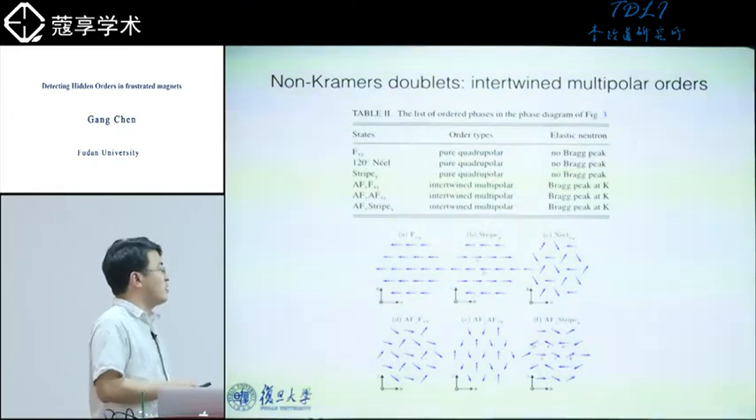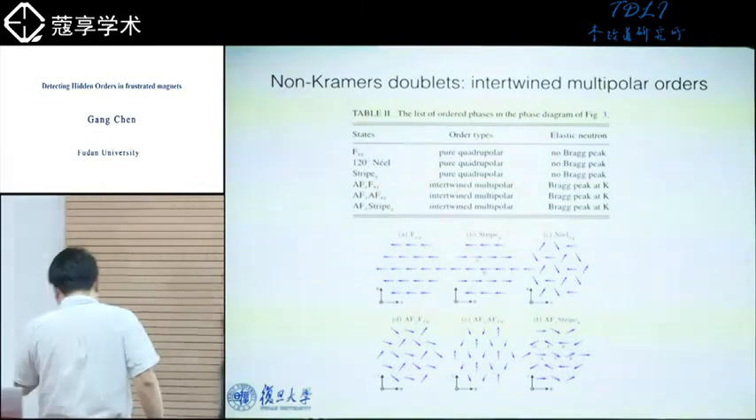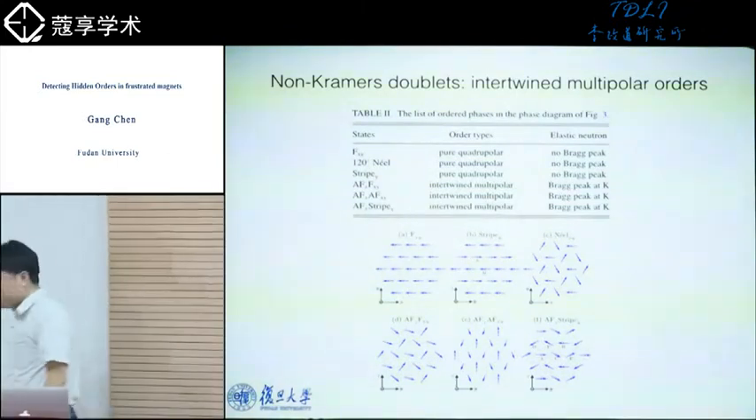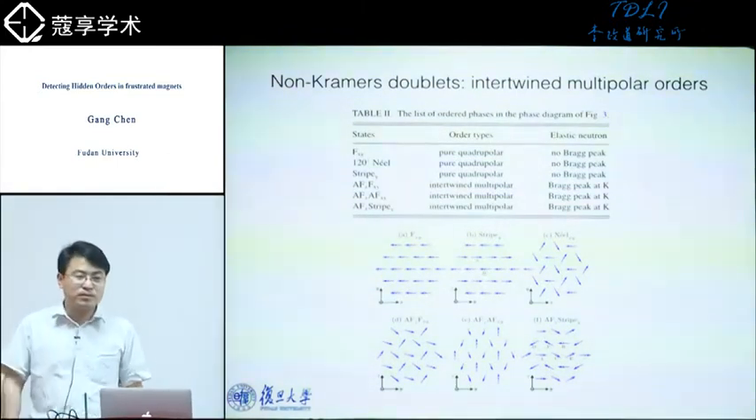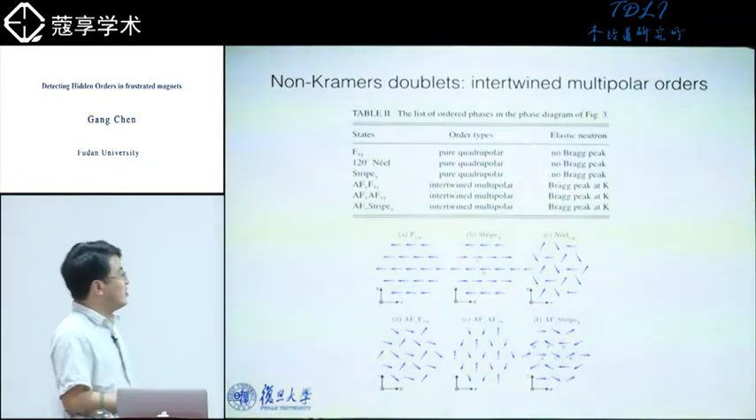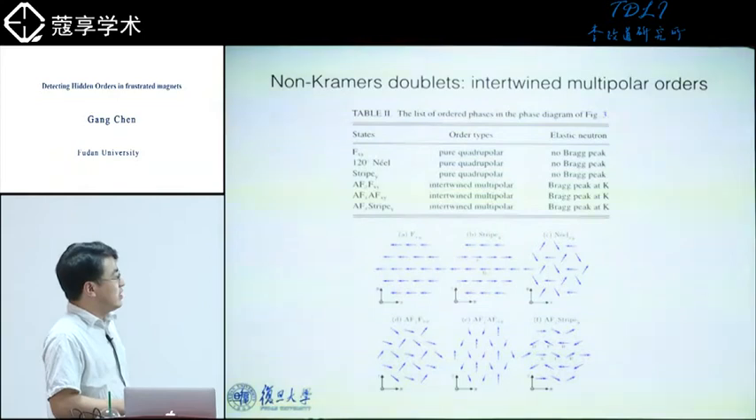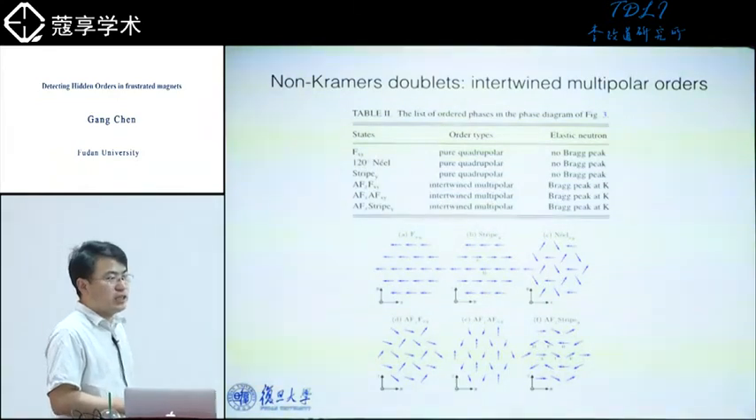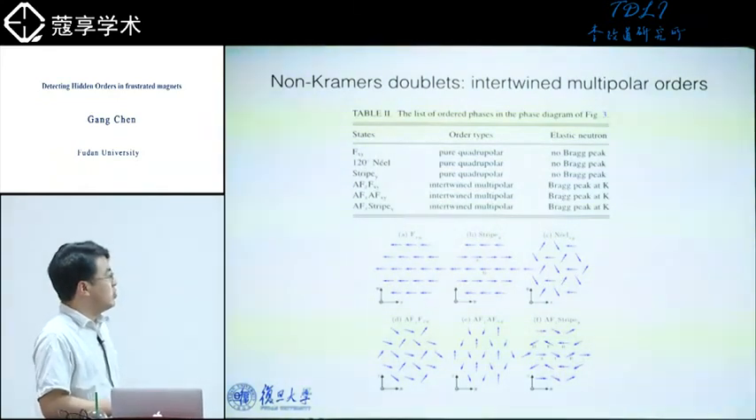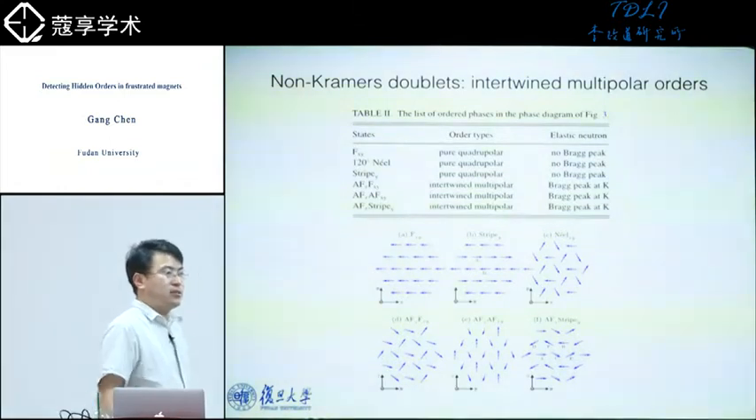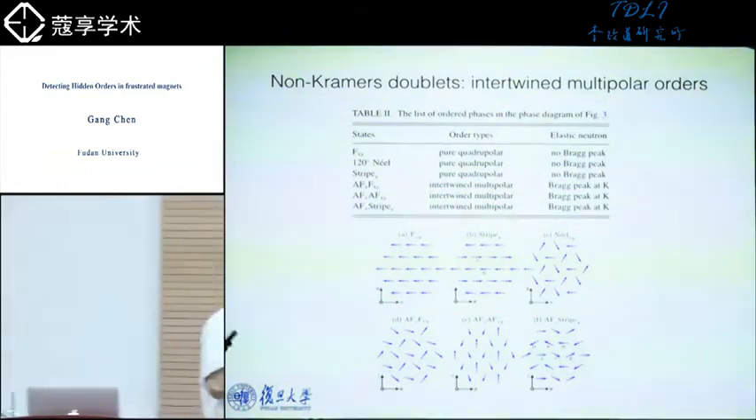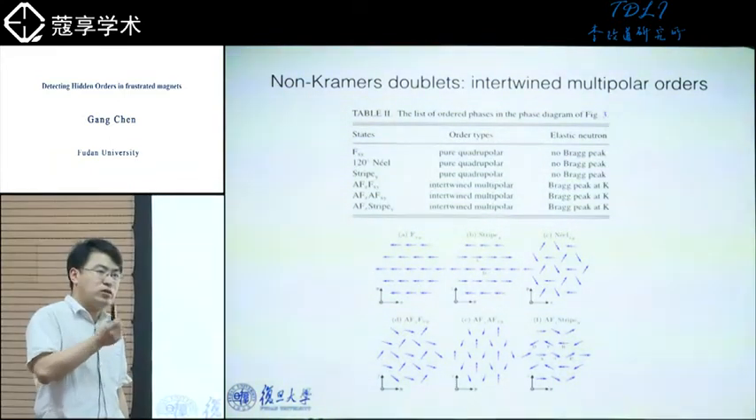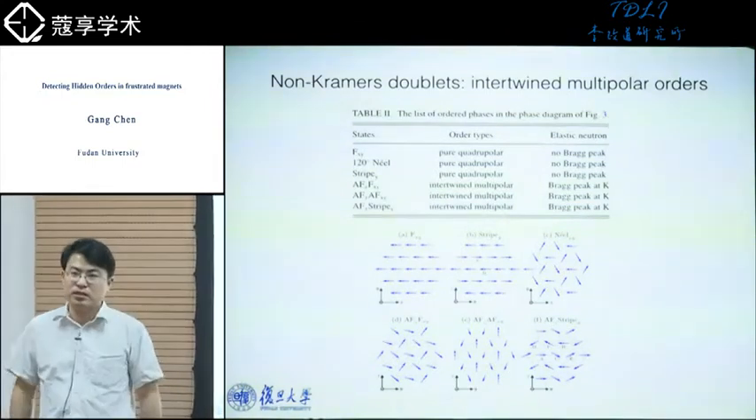The other three, in the lower panel, are called the intertwined multipolar orders. They have both the Ising component order in the Z direction and quadrupolar order in the XY plane. It supports both the Ising order and the quadrupolar order at the same time.